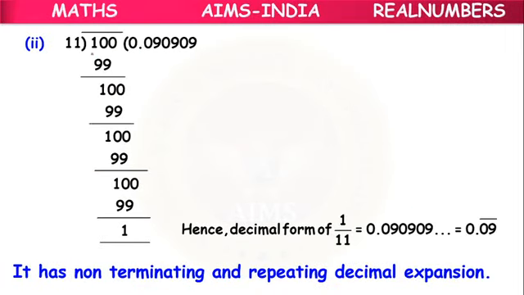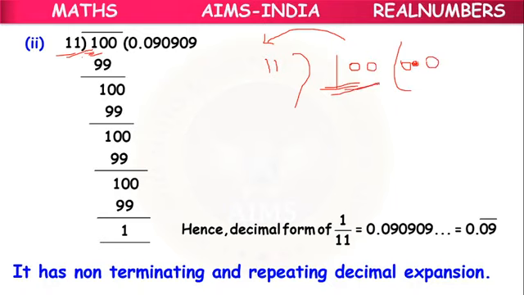So next, 1 by 11. They have given 1 by 11. So only 1 is there. We can take 0 point, and we can keep 1 0 here. But still it is less than the divisor. So we can take 1 more 0 after the decimal point. Now this will become 100, more than the divisor. Now we can divide, 11 9 times 99. So what is remaining? 1 is remaining.